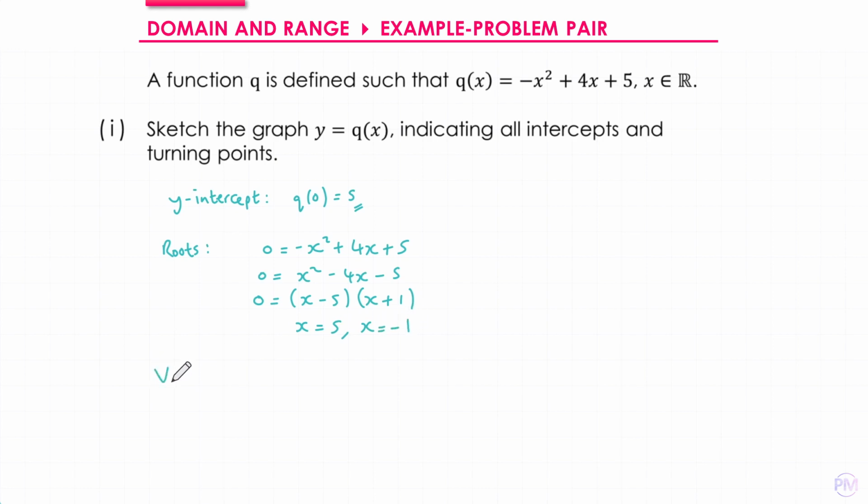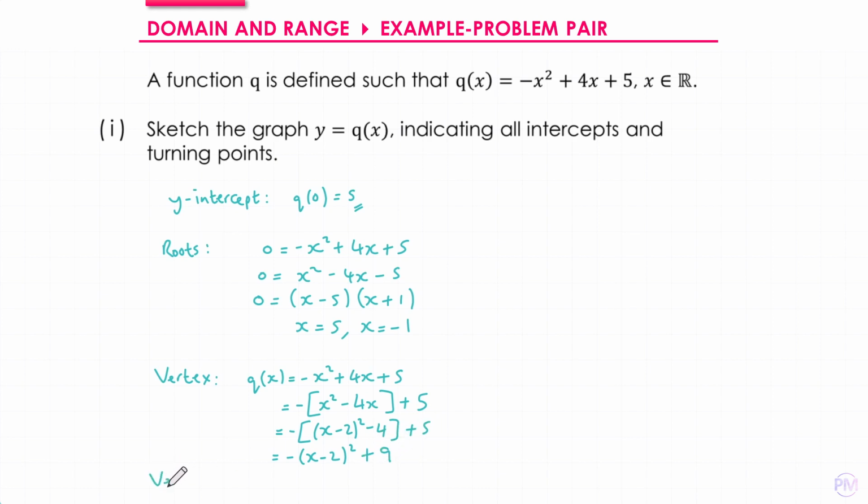Then we'll find the vertex. To make things easier, I'm just going to factorise a minus 1 out of the first two terms. Then we'll complete the square inside of the square bracket. And then we'll expand and simplify. We'll get minus 1 times the bracket. Here we've got minus 4, which is plus 4. Then we're going to plus 5, so plus 9. So the vertex is at 2, 9.